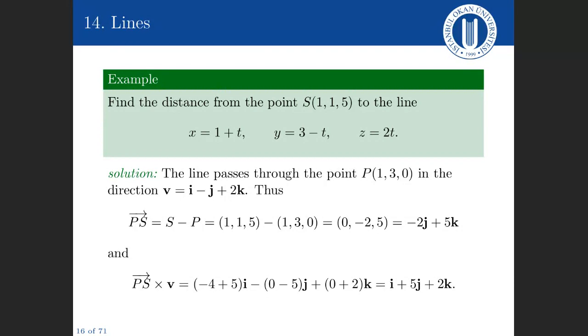For the point on the line, we look at the first numbers, 1, 3, and here 0. The line must pass through the point 1, 3, 0. To say this another way, replace t by 0 to find the point 1, 3, 0. We also need a vector. For the vector, we look at the numbers in front of the t. The numbers are 1, minus 1, and 2. So our vector must be 1i minus 1j plus 2k.